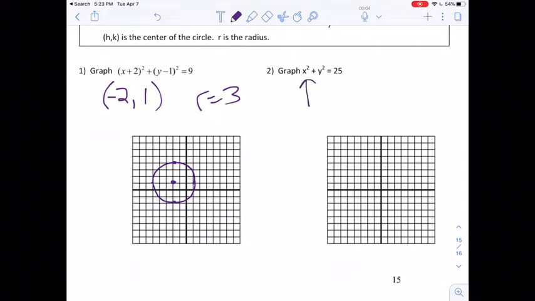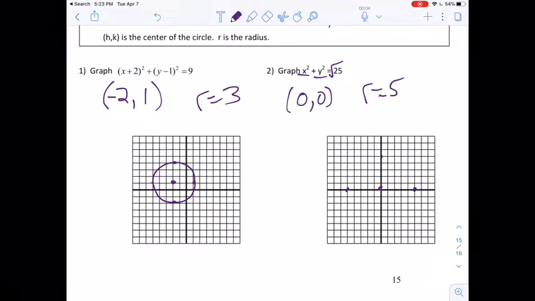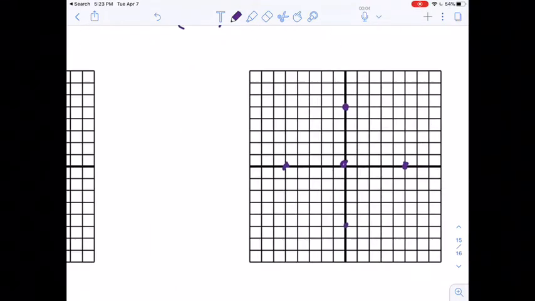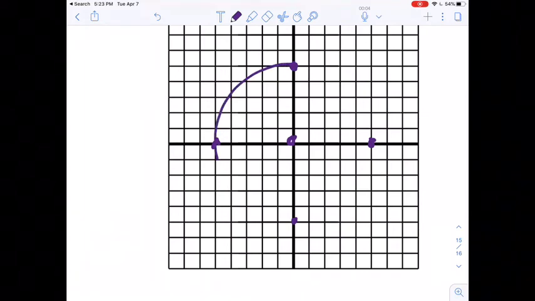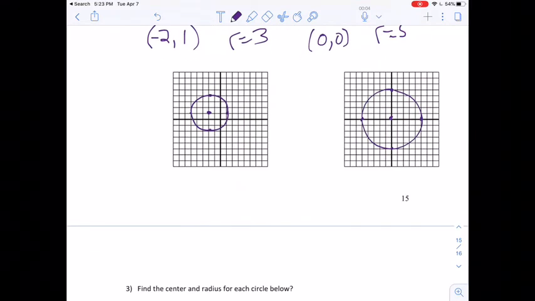In this problem, it just says x squared. So, x minus what would give you just plain x, and that's 0. So when it's like this, the center would be 0 and 0. If you see a plain x squared or plain y squared, those are zeros. Take the square root of that number, 5, plot 0, 0, 5 in each direction. Draw the best circle you can. And you're done.